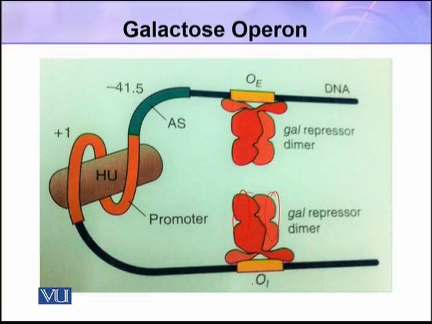This is a dimer and it is bound to GAL OI. Similarly, this is also a dimer and it is bound to GAL OE. This is DNA and here this is the histone-like protein, and this histone-like protein causes the DNA to loop, and this is the promoter region.